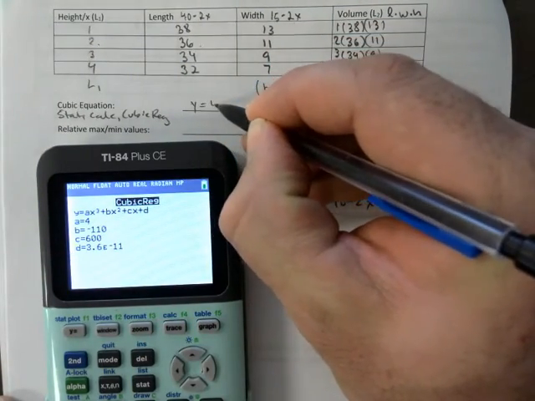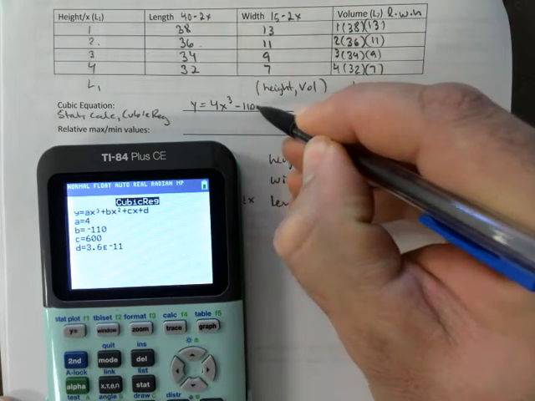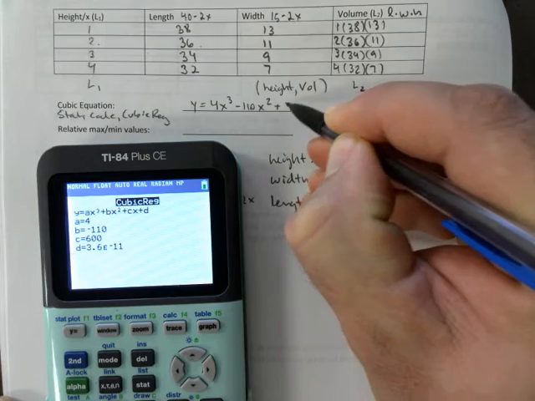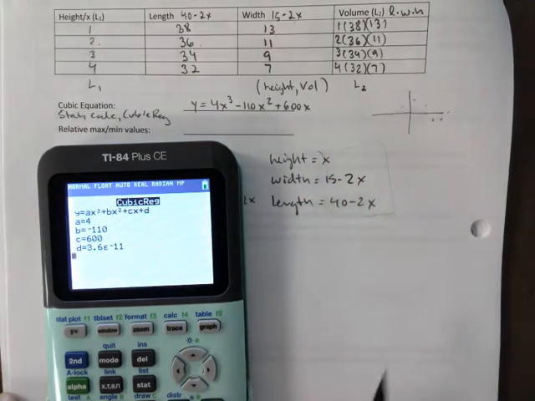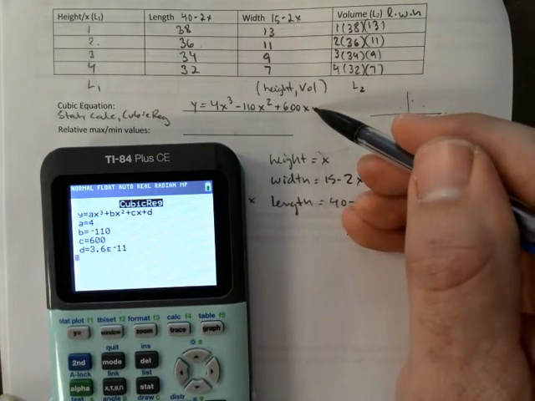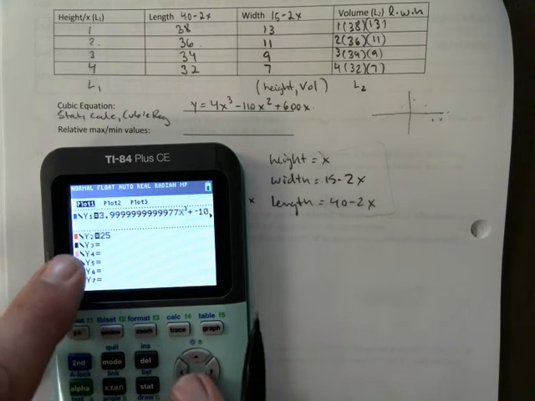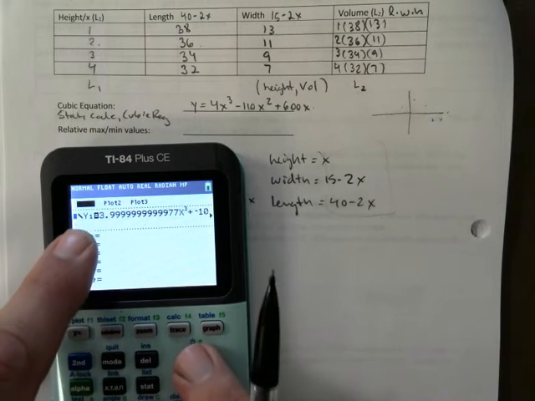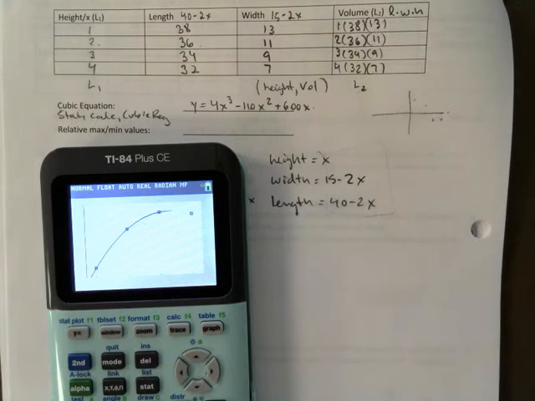Y is equal, don't forget your y equals, minus 110x squared plus 600x, and this last piece is 0, right? So we don't worry about that. That's my regression. I'm going to go ahead and graph it. I used my L1, L2, so I'm going to turn on plot 1. I'm going to try zoom 9. Let's see what it does.